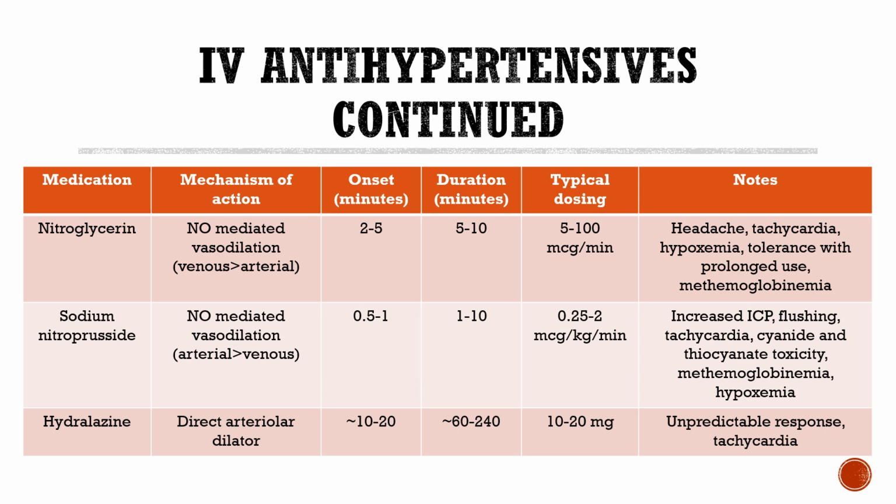Hydralazine is a direct arterial vasodilator. This agent has a relatively slow onset of action and has an unpredictable response and potential for tachycardia. It is important for us to remember that whenever you're using IV antihypertensives, it is important to consider placing an arterial line for better and more accurate continuous blood pressure monitoring.